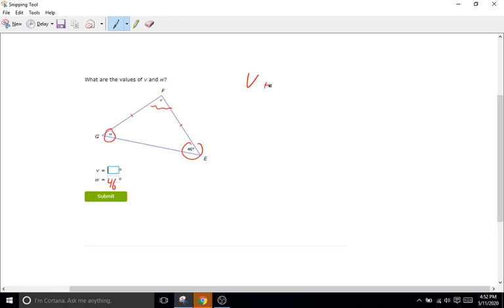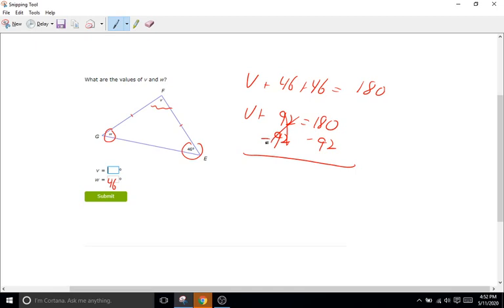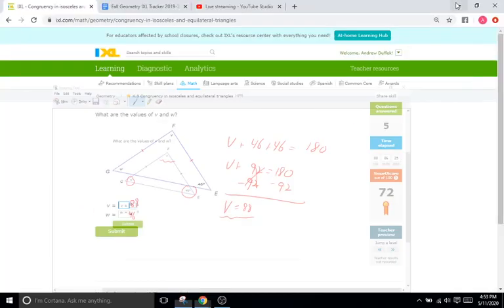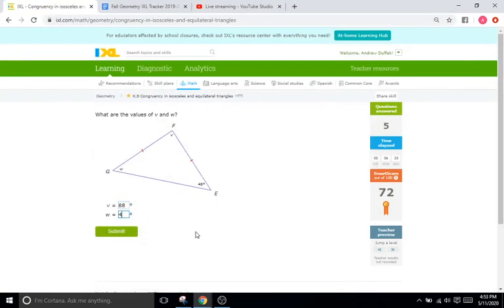We're going to go V plus 46 plus 46 equals 180. We'll have V plus 92 equals 180. Subtract 92 from both sides. We're left with V equals 180 minus 92, which is 88. So V is 88 and W is 46.